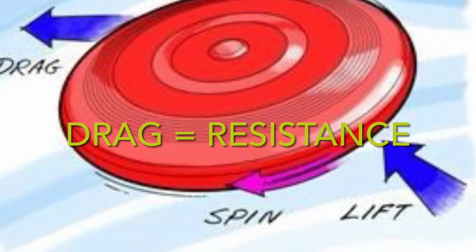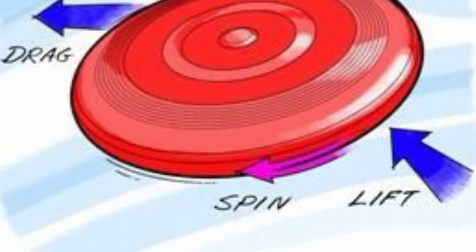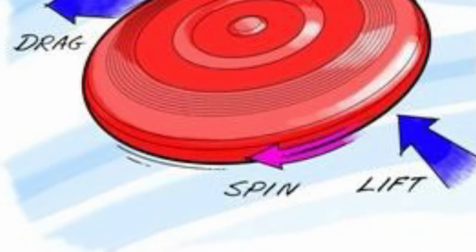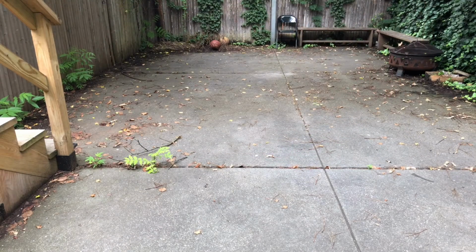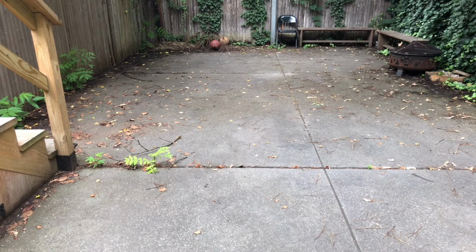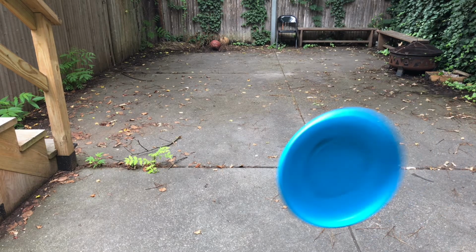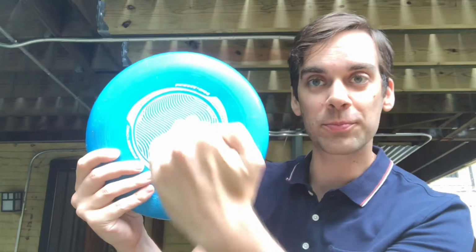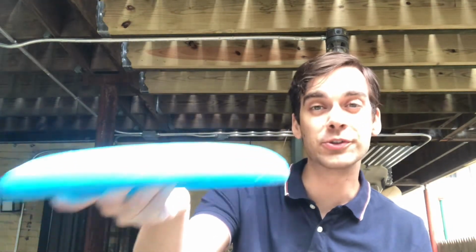The other force is drag, which is like resistance. When you throw the Frisbee, as it pushes forward, you're actually fighting against the drag, which tries to push it backwards. If you were to throw a Frisbee vertically, like this, here's a Frisbee thrown vertically, it wouldn't go very far because there's so much surface area here and the air pushes back on it. When you throw it horizontally, you cut down the amount of drag that it goes through in the air.